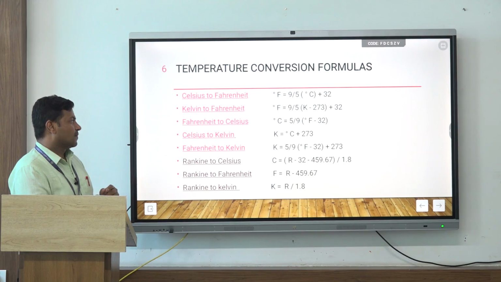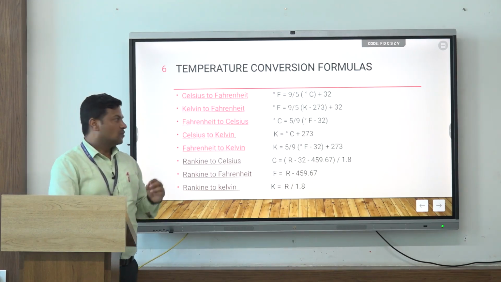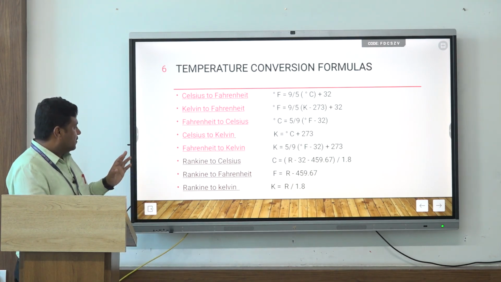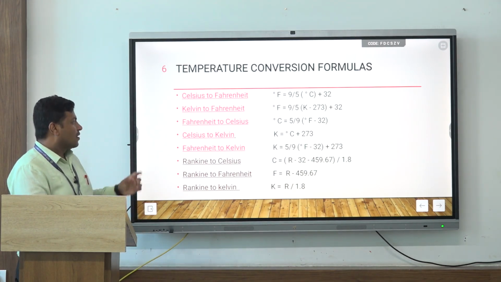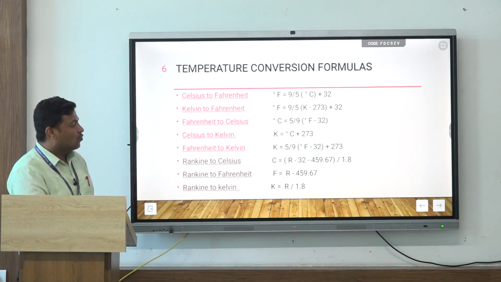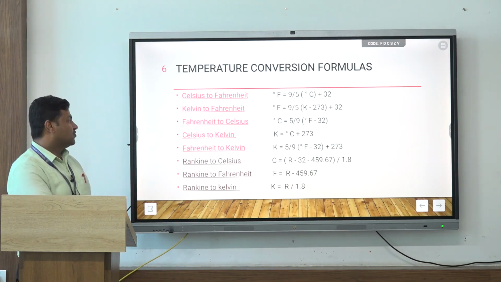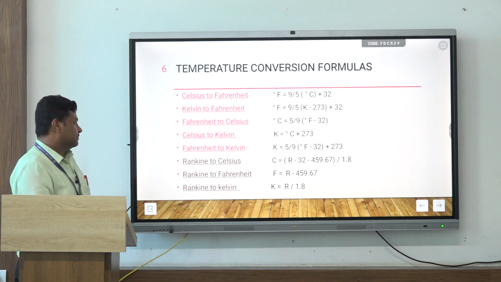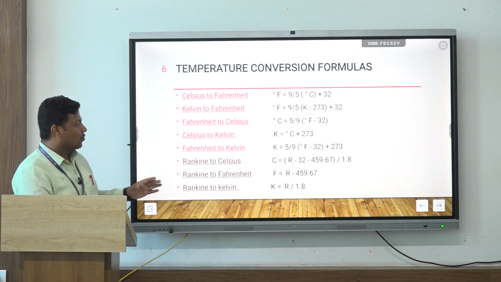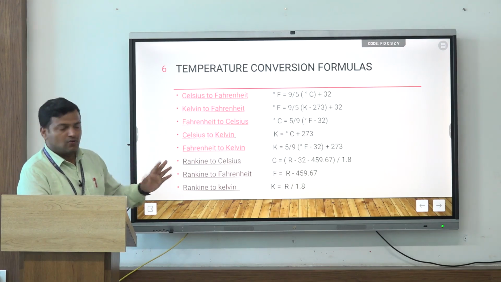Celsius to Kelvin: degrees Celsius plus 273, which will give you the Kelvin form. Then Fahrenheit to Kelvin: 5 by 9 in bracket degrees Fahrenheit minus 32, plus 273, which will give you Fahrenheit to Kelvin. Next, Rankine to Celsius: Celsius is equal to Rankine minus 459.67 divided by 1.8, which will give you Rankine to Celsius.